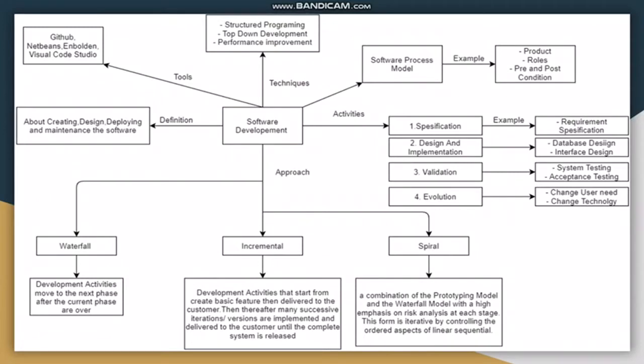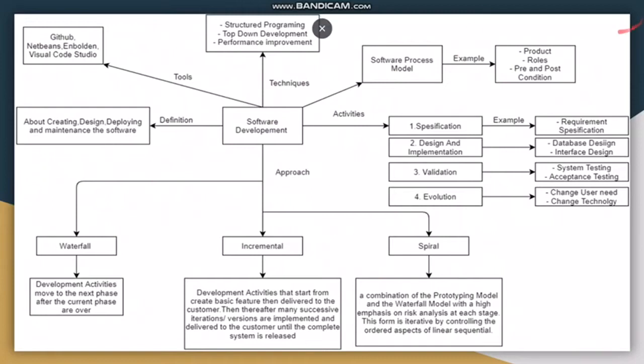So, in this part, I would like to continue to tell about the software process model. What is the meaning of the software process model? A software process model is an abstract representation of a process that presents a description of a process from some particular perspective. In this software process model, there is a process description. There are three descriptions in this software process model.